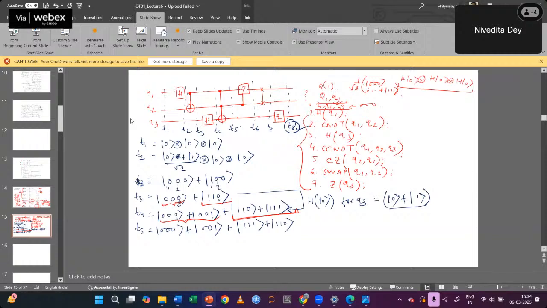Initially my Q3 was 0 here. This is my first, second, and third qubit, and this is my first, second, and third qubit. So for both the cases where I have the third qubit, I have to expand it as per the Hadamard gate here, based on the values that I have.